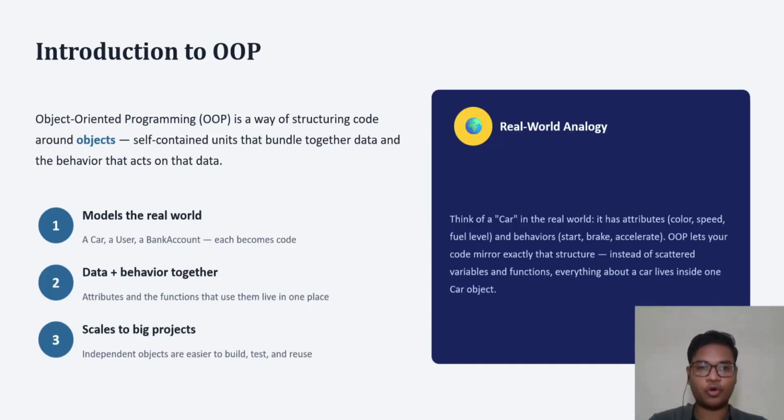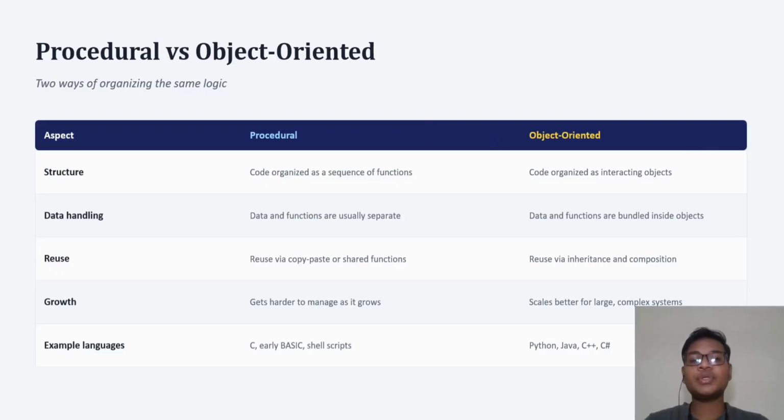Let's move forward and talk about the difference between procedural and object-oriented. We have two ways of organizing the same logic. Based on structure, in procedural, code is organized as a sequence of functions, which we covered in our previous lecture. What is object oriented? Code organized as interacting objects.